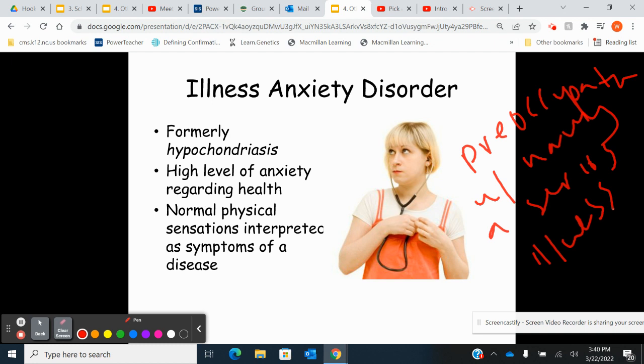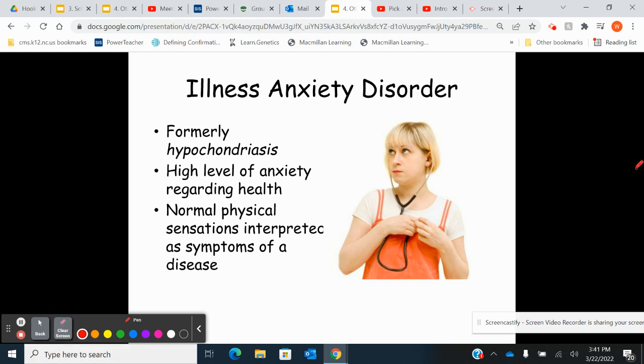Although no symptoms might be present, or they might interpret normal physical symptoms as a more serious disease. Somebody with hypochondriasis might get a headache and assume that the headache is a brain tumor. Or that the fact that they have a sore throat is throat cancer. Or they assume that a freckle is skin cancer. So it is interpreting normal physical things or nothing at all as evidence of having a serious illness.